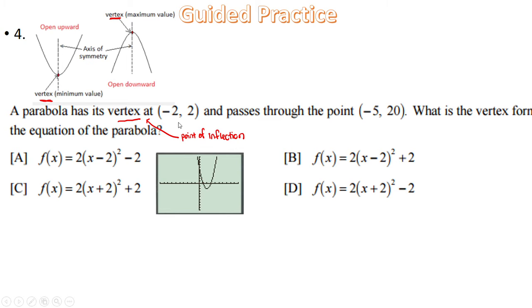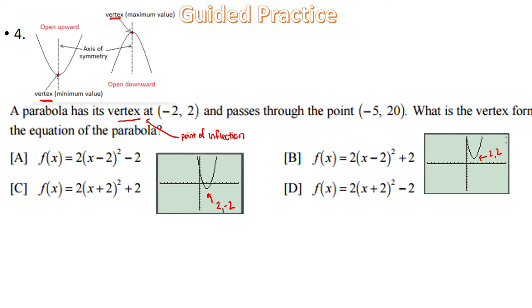Then we got to say, okay, is that point negative 2, 2? That point is actually positive 2, negative 2. And if you're not sure, you can use your table to verify that. But that's positive 2, negative 2. So that's not my vertex I'm looking for. On B, if I put this in my y equals key, just like I see it, I should see a graph that looks like this. Well, that's positive 2, positive 2 as a vertex. So that is not the vertex I'm looking for.